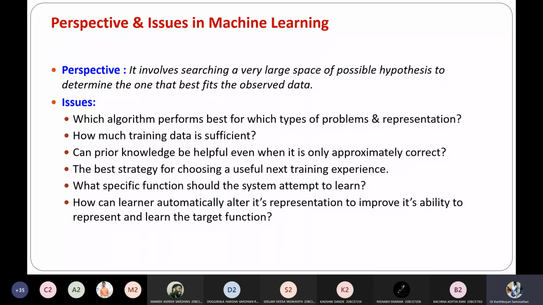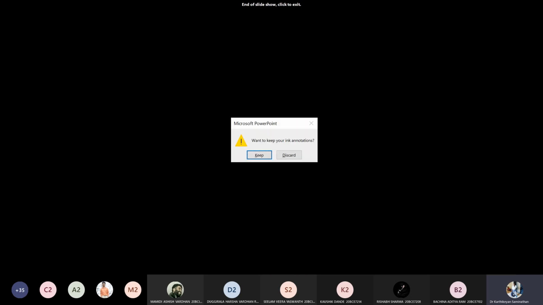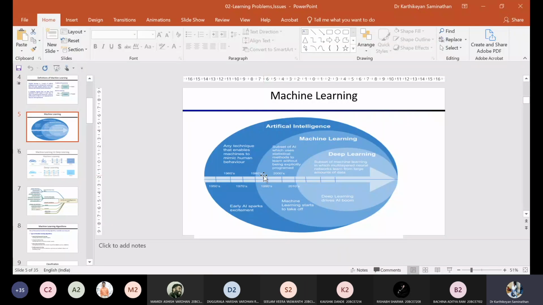What is the best strategy used for training? What type of function should we use? How can the learner automatically learn from the training for target functions? There are n number of issues involved. Once the learning system is created, you need to think about all these perspectives so that you will get the proper accuracy for that problem. That is how machine learning concept learning works, right?